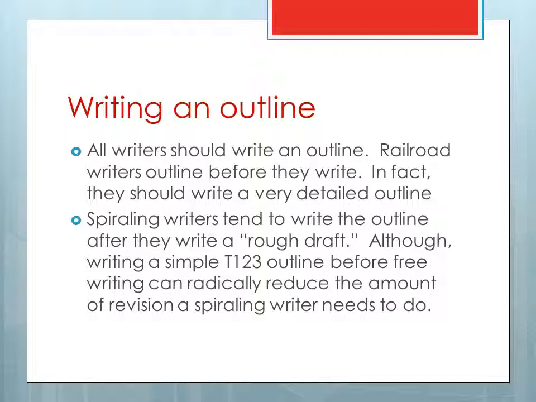Oftentimes I find that railroad writers resist this because they want to be able to just get to it. But the problem is, if you don't write an outline, you will be very frustrated. Also, spiraling writers tend to write the outline after they write the rough draft. That's okay, but I do believe that a spiraling writer who writes this simple T-123 outline before they free write can radically reduce the amount of revision that you need to do.